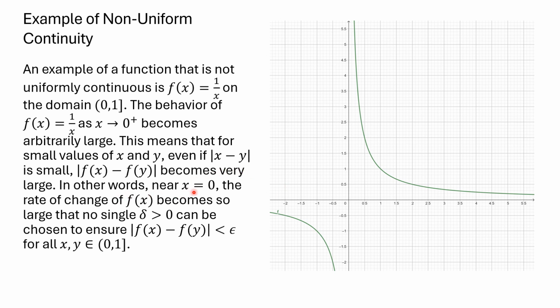Near 0, the rate of change of f of x becomes so large that there's no single delta that can be chosen to ensure that the difference between the value of the function at the two points is less than epsilon for all values of x and y near 0. That's the problem here. Otherwise, the function is continuous on this interval 0 to 1, but it's not uniformly continuous as you approach 0.